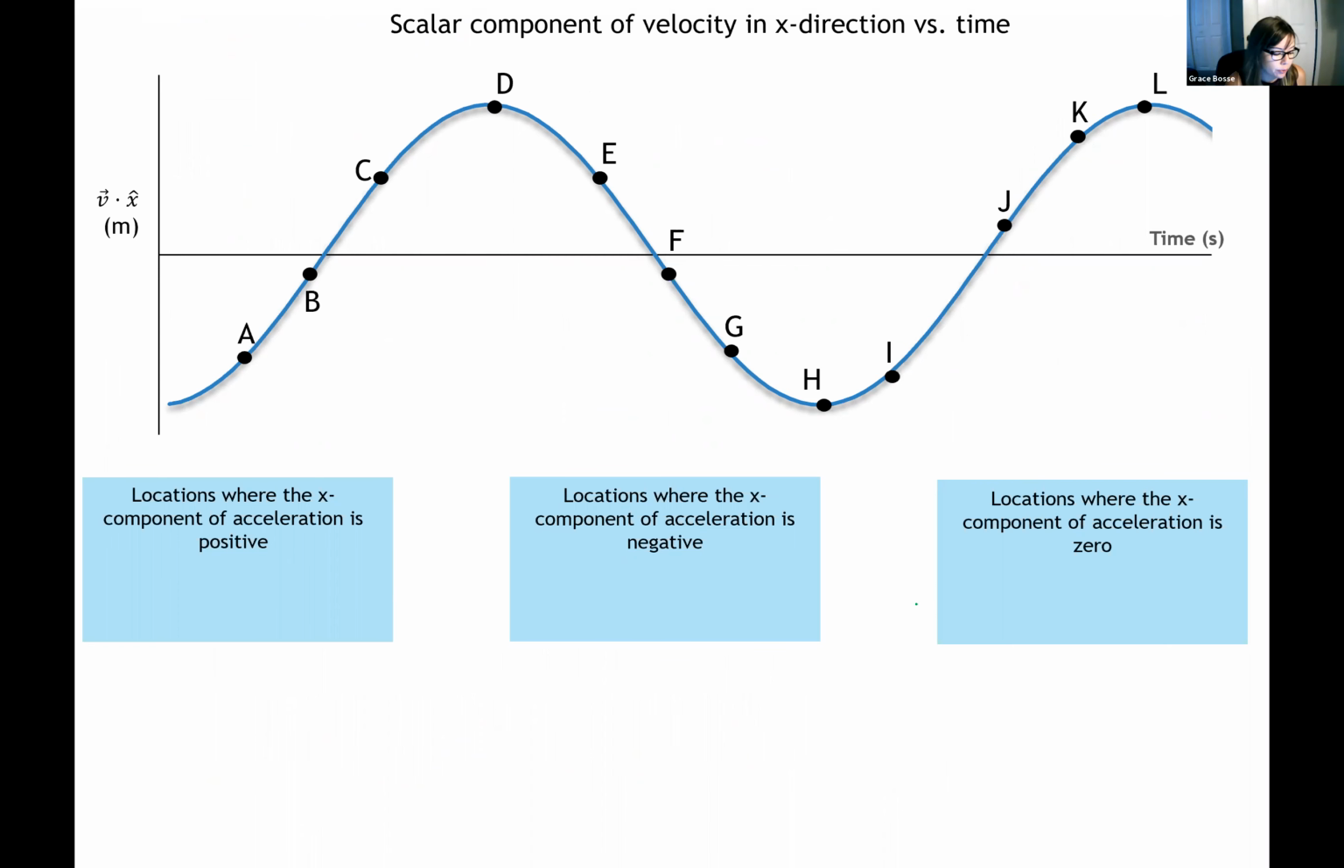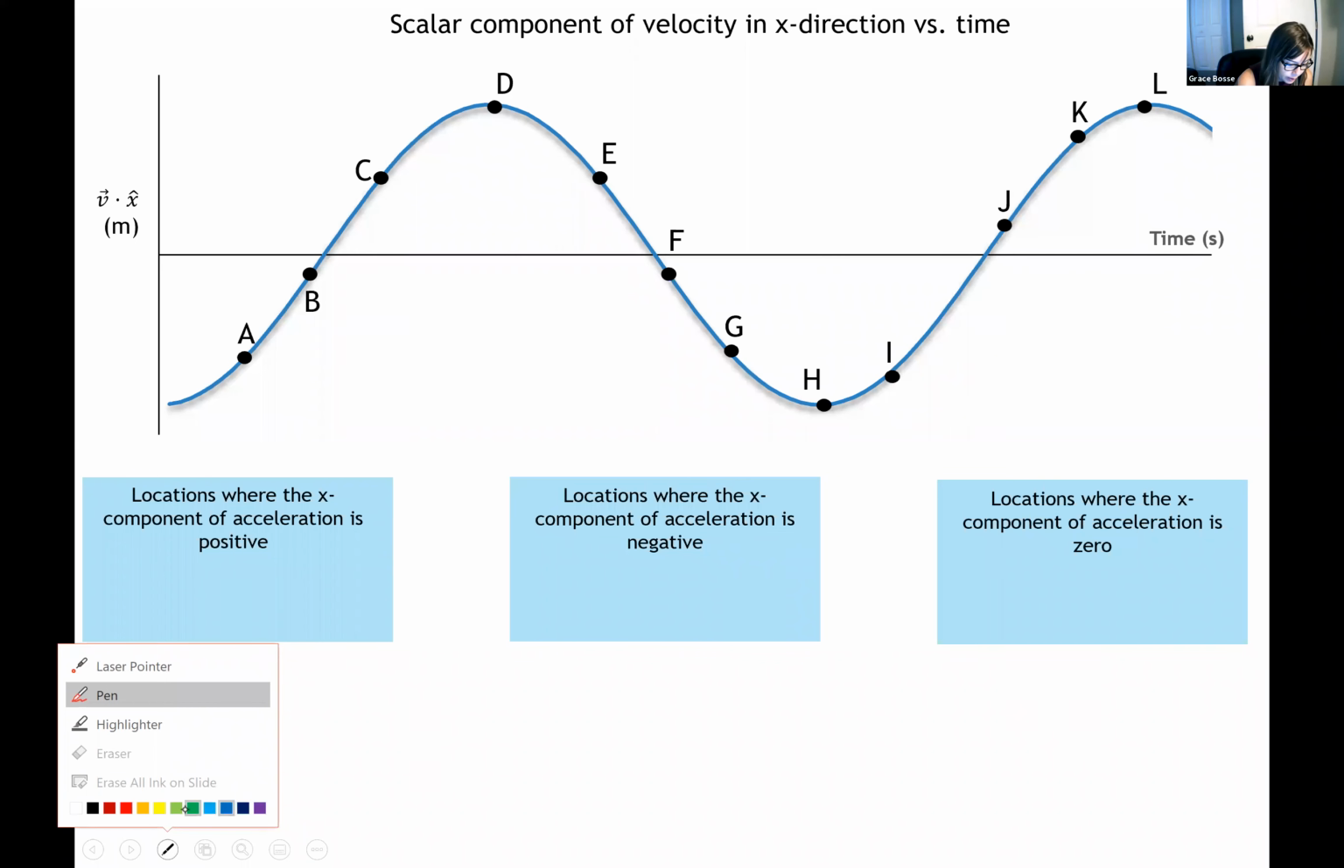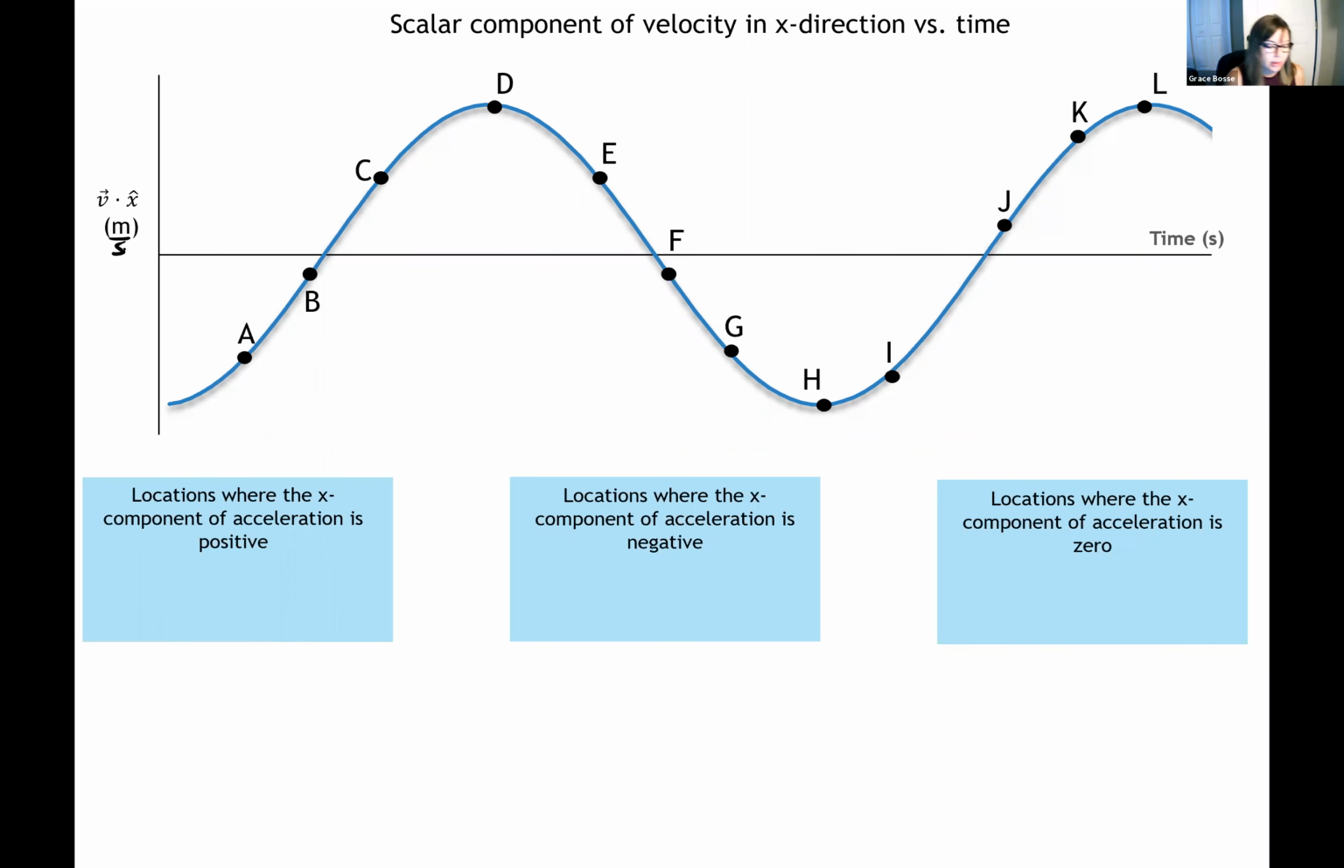So in this case, again, I've drawn the scalar component of the velocity as a function of time in the x direction. And I just want to verify and make sure that we understand that the slope of the graph is what is giving us acceleration. So I want to categorize these different locations along this curve. Is the slope positive, negative, or 0? So let's look at that. Remember, the slope gives us acceleration.